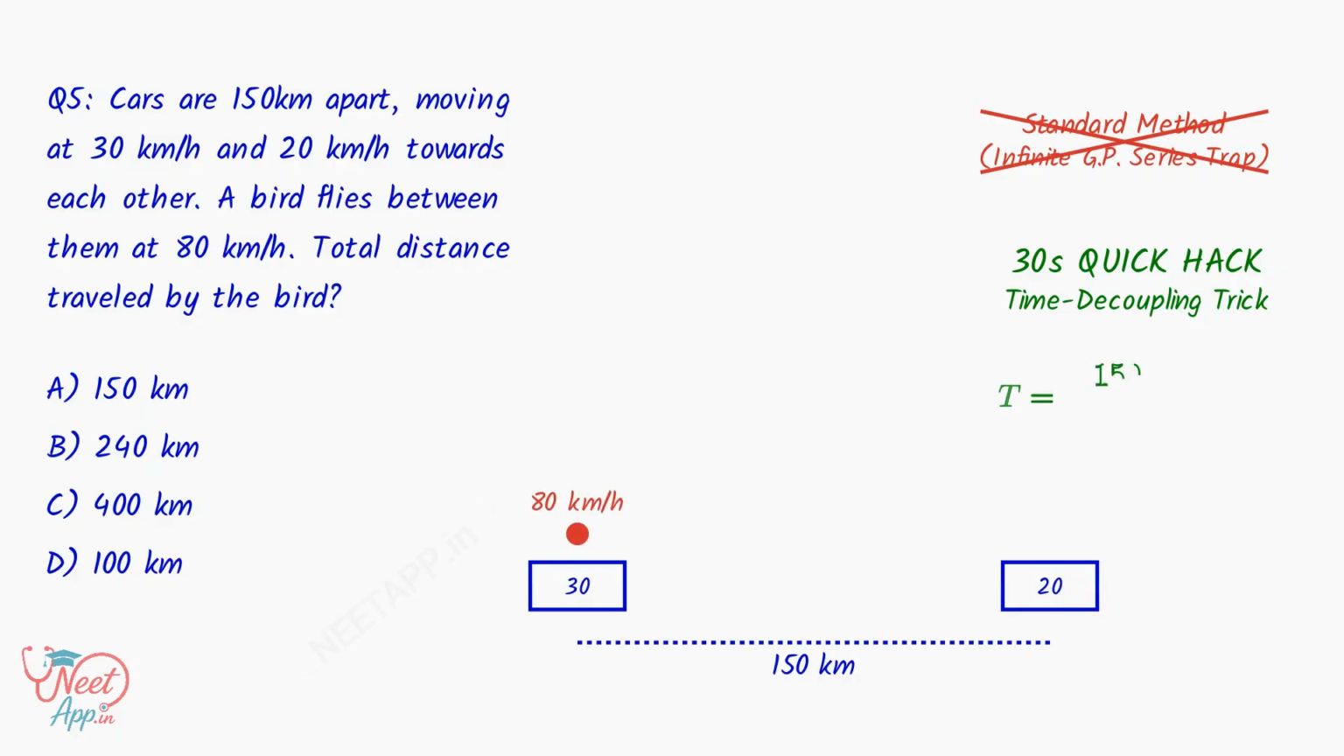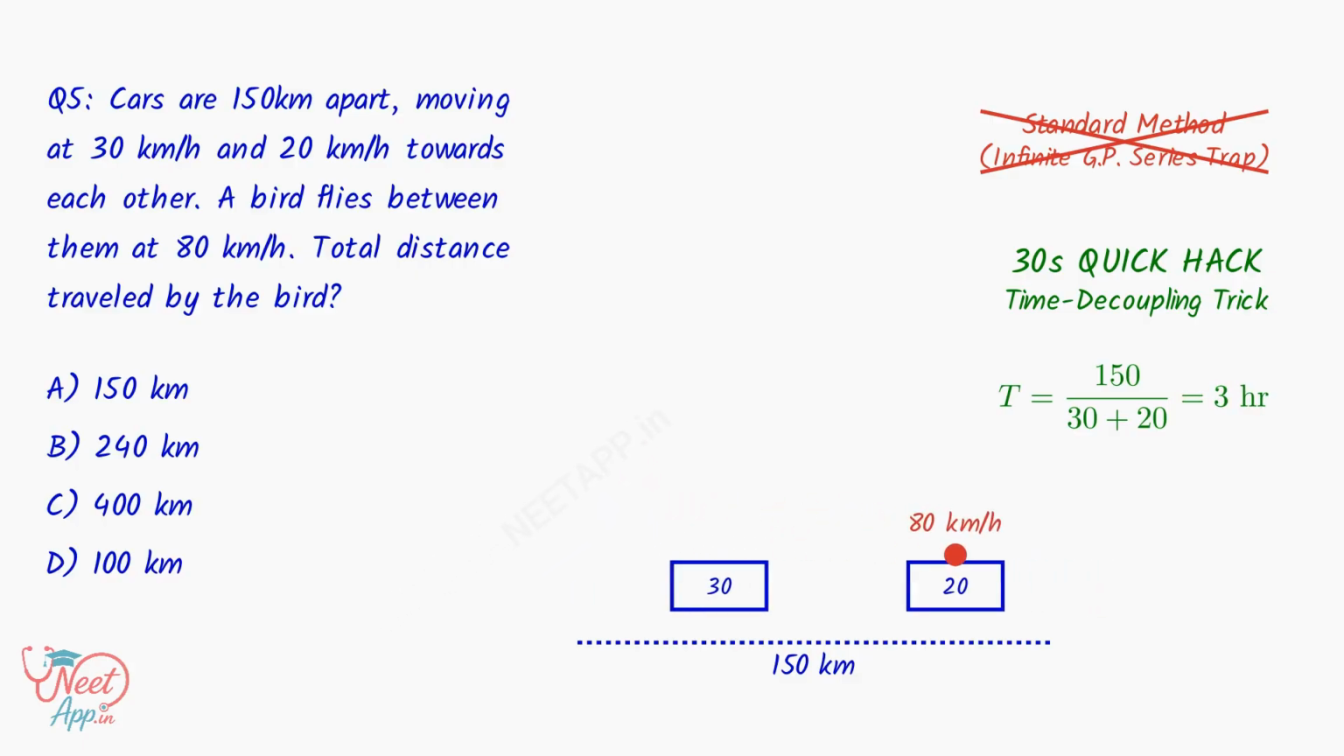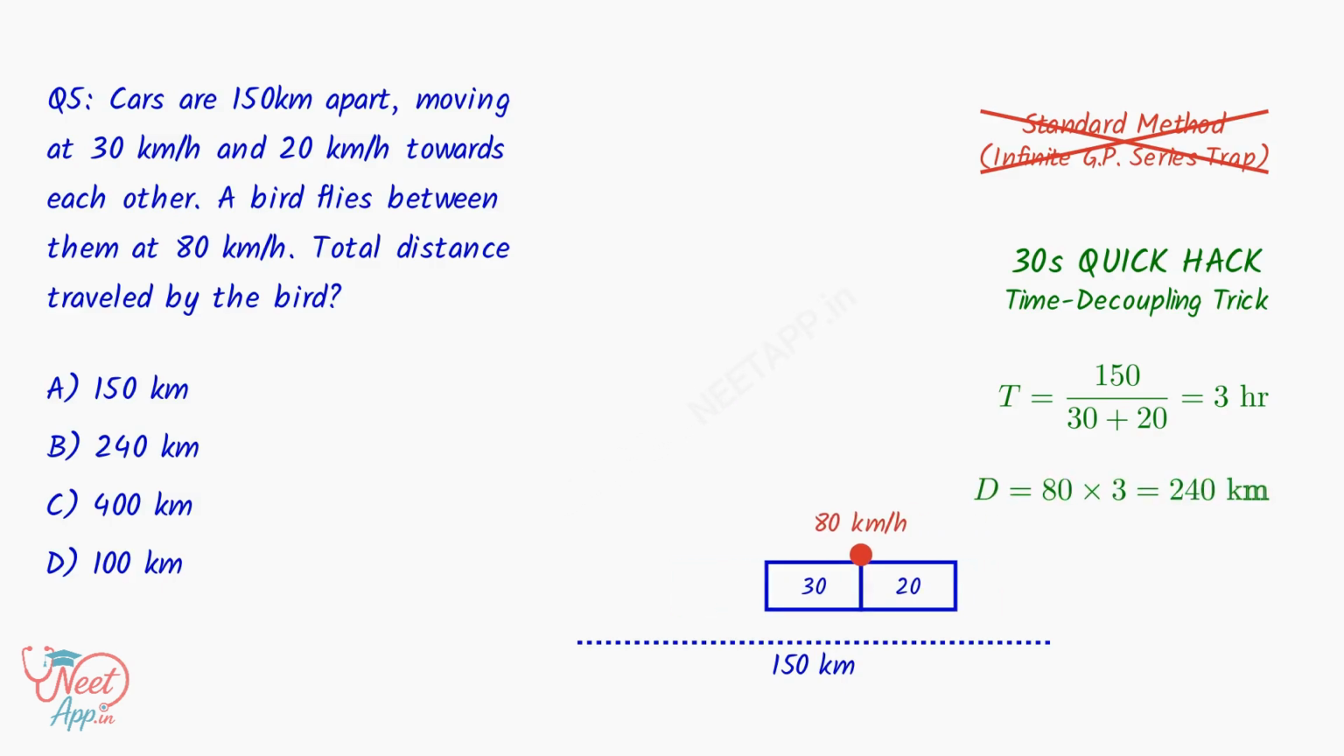Time equals relative distance divided by relative velocity. That is 150 divided by the sum of 30 and 20. So the cars crash in exactly 3 hours. The bird is simply flying for 3 hours straight at 80 kilometers per hour. Distance equals speed multiplied by time. 80 times 3 is 240 kilometers. Option B is your correct answer. Find the crash time, multiply by the bird speed, skip the infinite series and you are done.